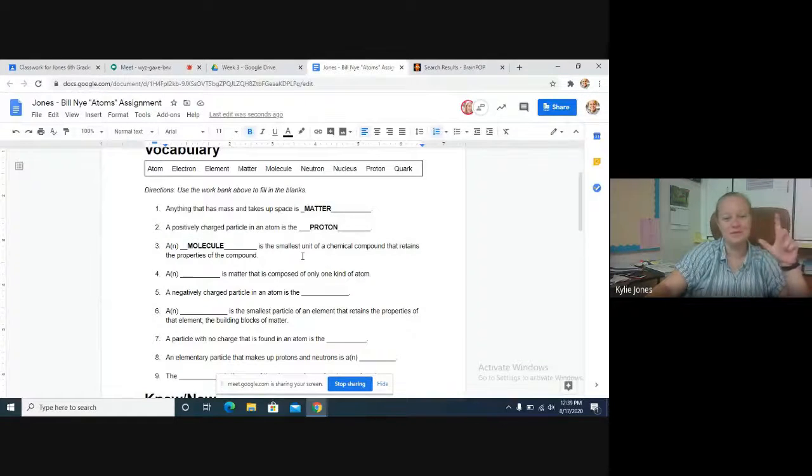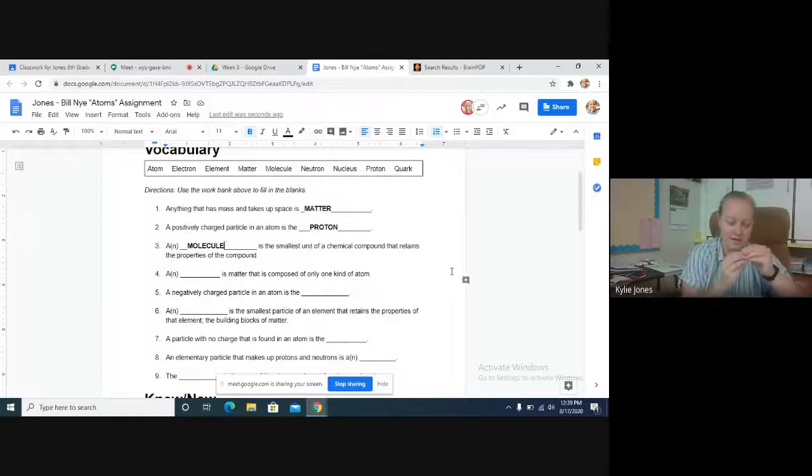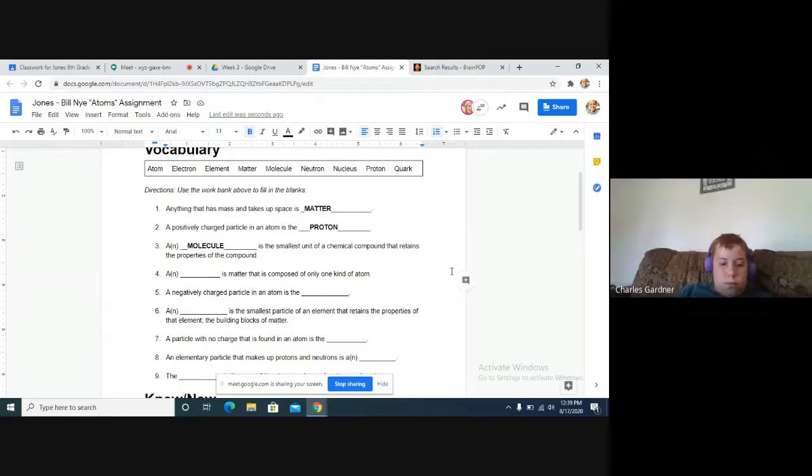Okay, so molecule was number 3. So a molecule is like one precise chemical compound. So something like water is a molecule. It's 2 elements put together to create a chemical compound, like water.